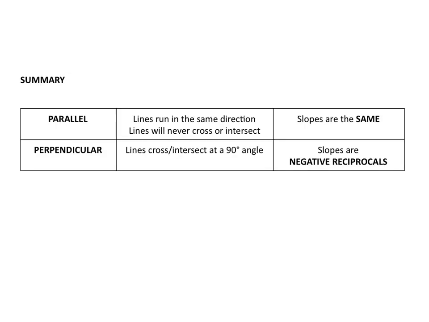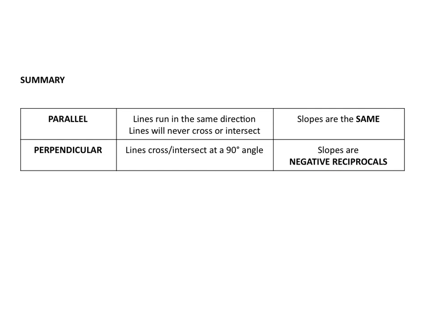So just to wrap everything up for you, we can say that two lines are parallel if we see lines that run in the same direction, and we know that the lines will never cross or intersect with each other because they are running in the same direction. If we were to look at their equations, the equations of lines that are parallel have slopes that are the same. If we are talking about perpendicular lines, we are talking about two lines that cross or intersect each other at a 90-degree angle. If we are looking at their equations, the slopes of perpendicular lines will be negative reciprocals.